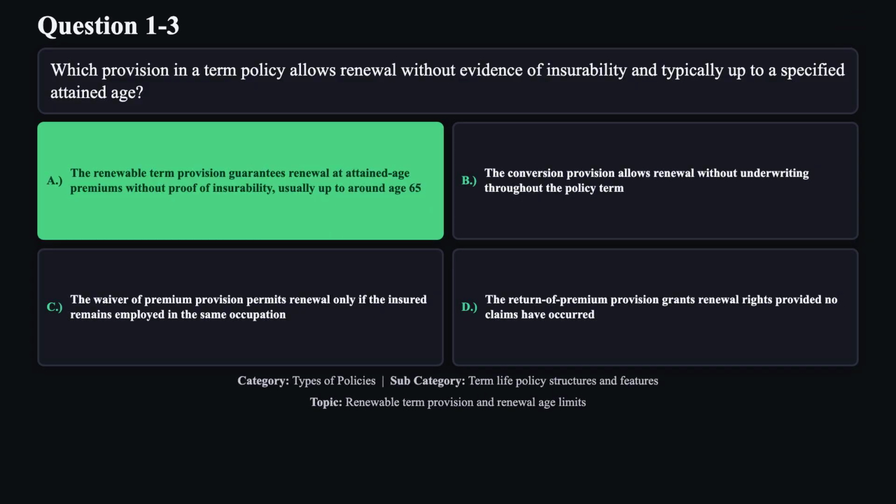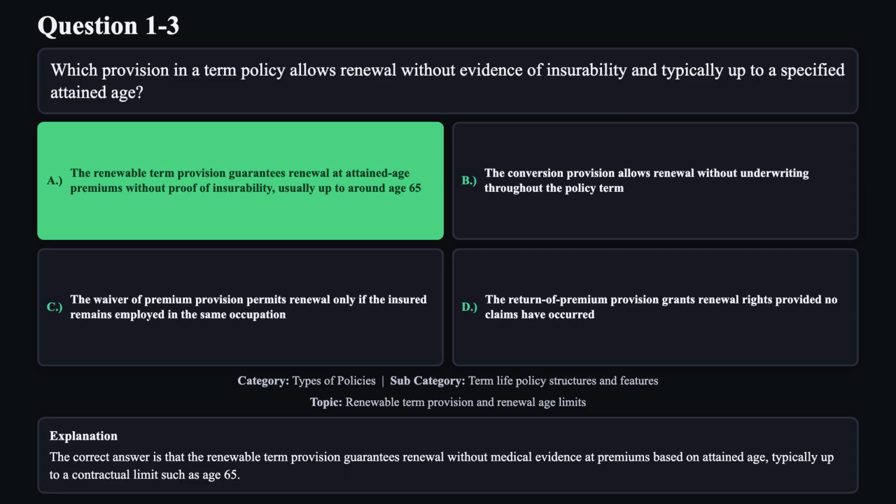The correct answer is A. The correct answer is that the renewable term provision guarantees renewal without medical evidence at premiums based on attained age, typically up to a contractual limit such as age 65.